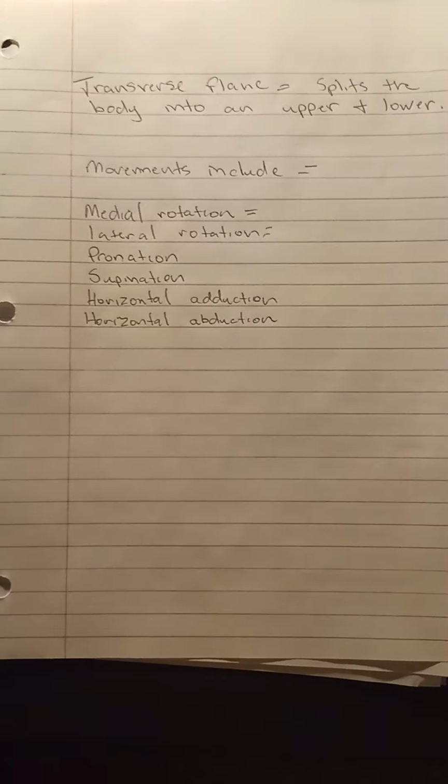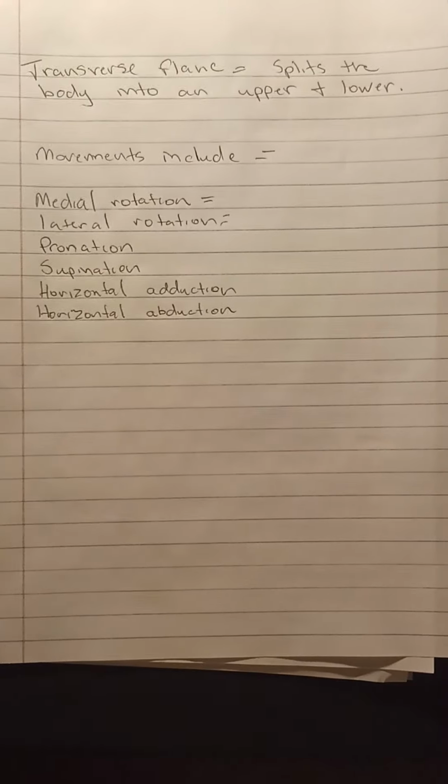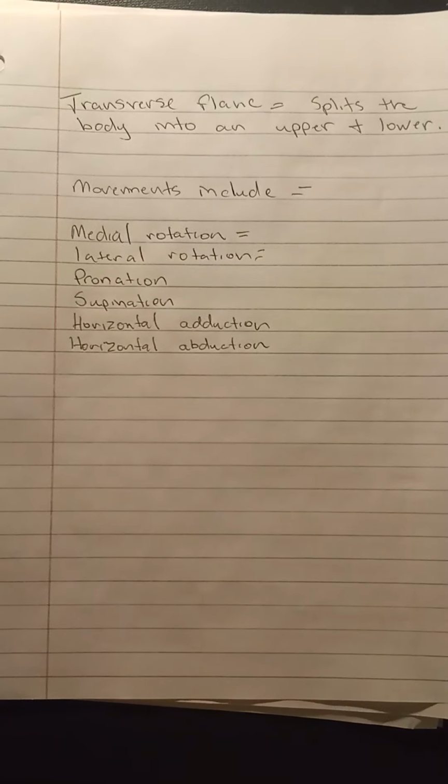And lastly, the last plane is the transverse plane. Basically, the transverse plane splits the body into an upper half and a lower half. The movements included in the transverse plane are medial rotation, lateral rotation, pronation, supination, horizontal adduction, and horizontal abduction.